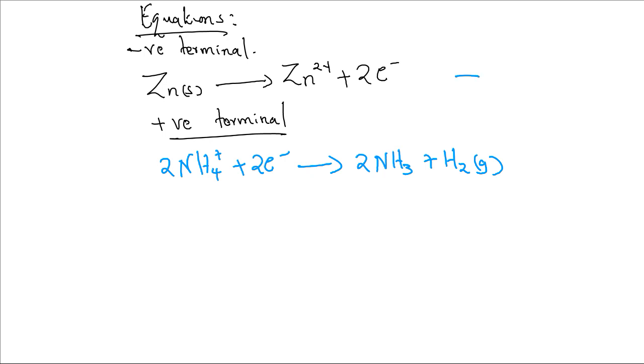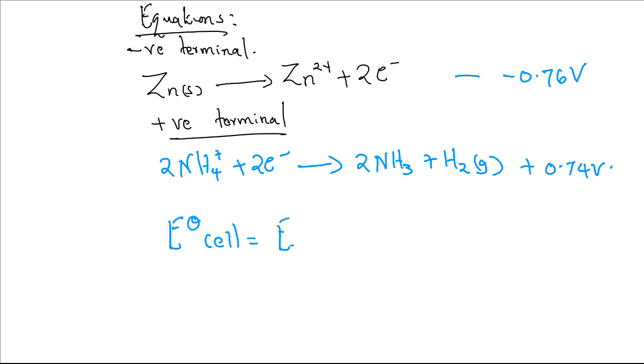This one has an E value of negative 0.76 volts. This one has positive 0.74 volts. Let's calculate the E of the cell. EMF of the cell will be E reduced minus E oxidized. So that is 0.74 minus negative 0.76. That gives plus 1.5 volts.